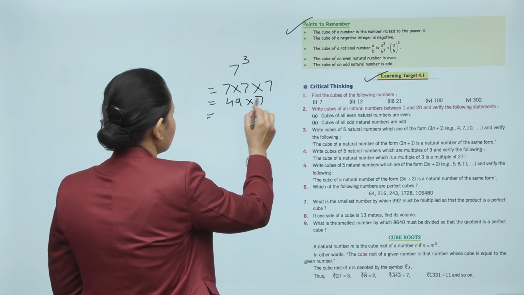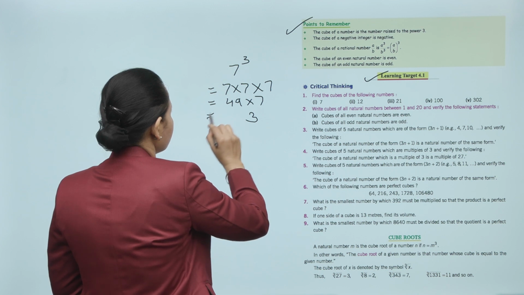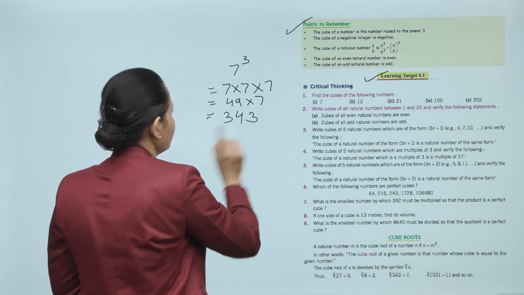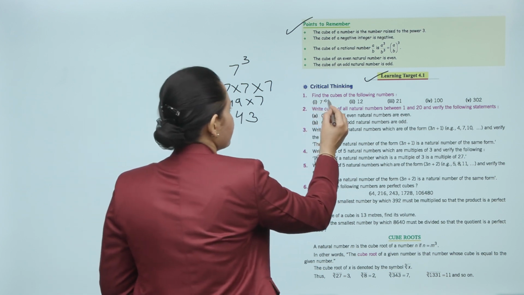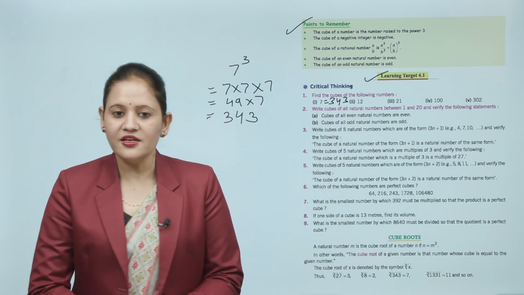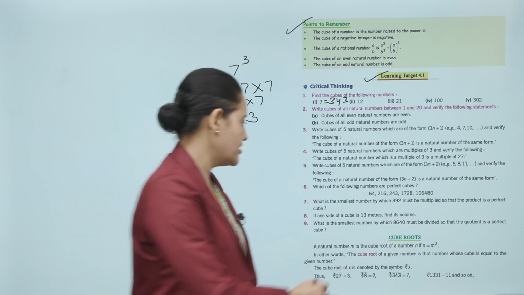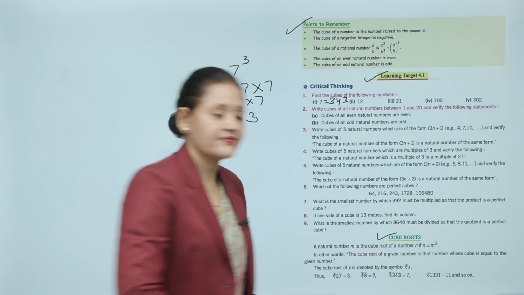So 343. So answer is 343. Clear? Practice all these questions. Next is cube root.